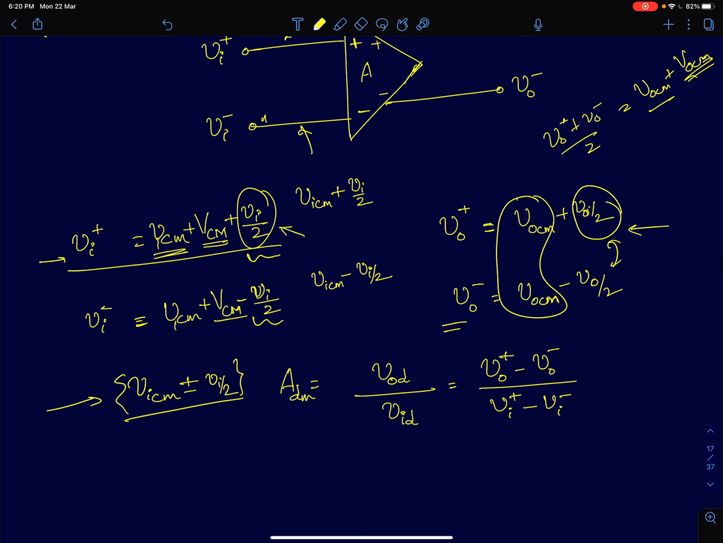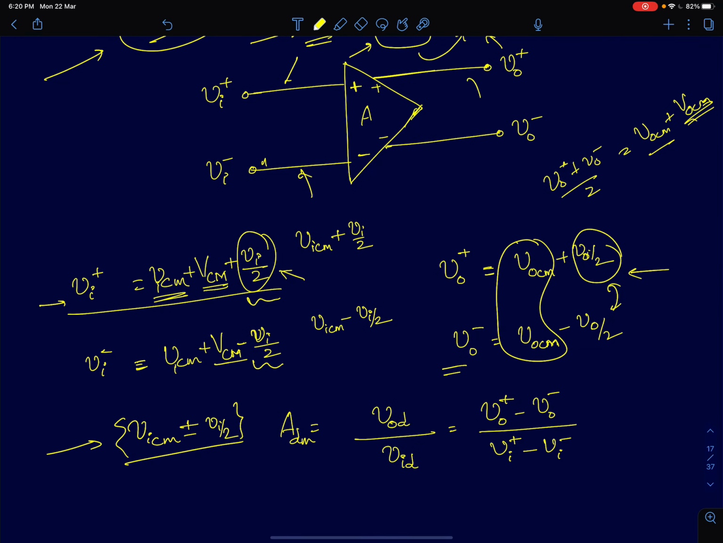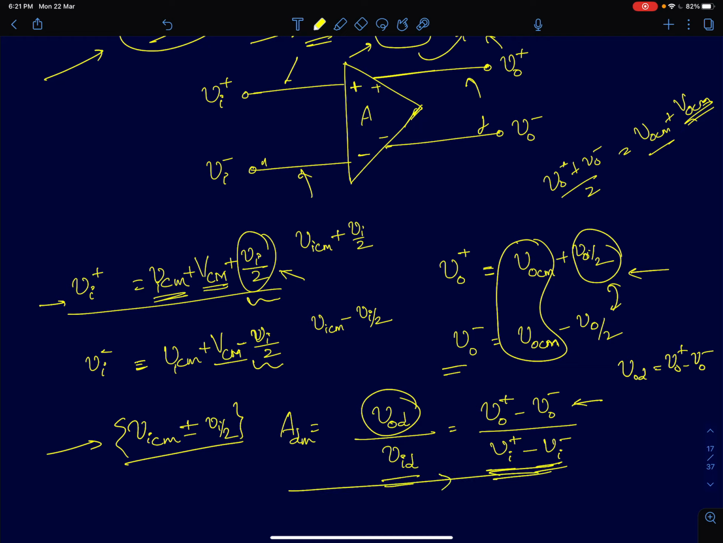So then the differential gain is defined as the ratio of the differential output, which I am calling VOD, which is nothing but VO plus minus VO minus, by the differential input, which is Vi plus minus Vi minus. This is the actual gain of interest. This is the gain that we are designing a differential amplifier for. In a differential system, the input signals are generally differential in nature, which need to be amplified. So therefore, this is the gain for which we are going to design this amplifier.